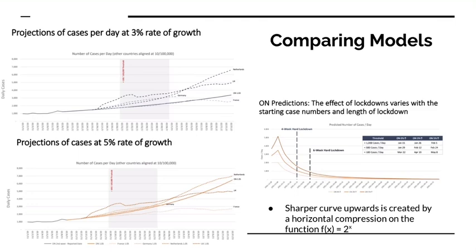The two models on the left display projections at different growth rates released back in November. They both suggest exponential functions related to that of f of x equals 2 to the power of x. However, at a 5% growth rate, there is a horizontal compression causing a faster increase in cases. Asymptotes continue to change and lower on the y values based on the amount of people being vaccinated.